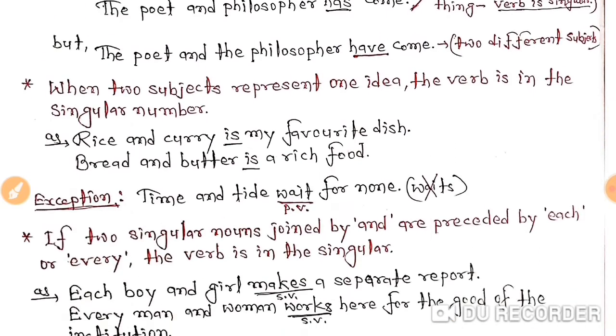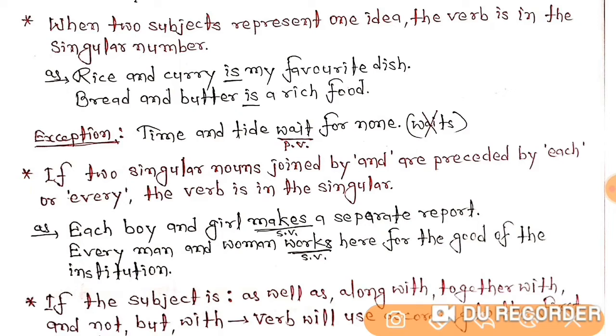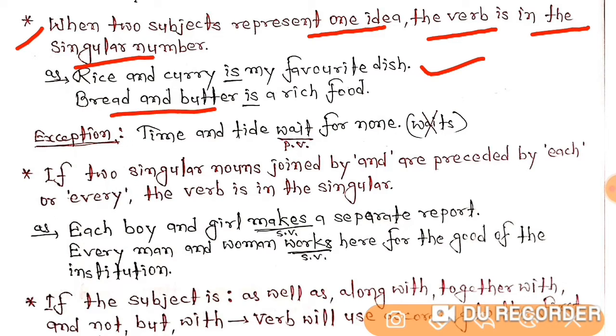Okay, now let's move to the next rule, that is what? When two subjects represent one idea, the verb is in the singular number. Like rice and curry is my favorite dish. Bread and butter, such words are always used together. If we say rice and curry, bread and butter, horse and carriers, whiskey and soda, right? Is a rich food. So we have to go with singular verb, as you can see here, right?